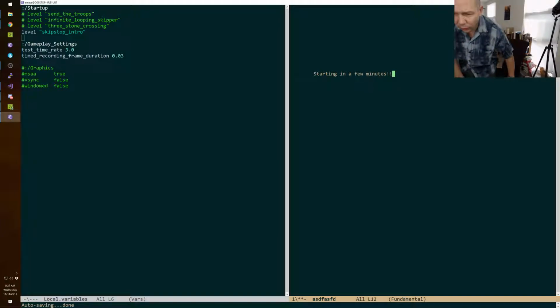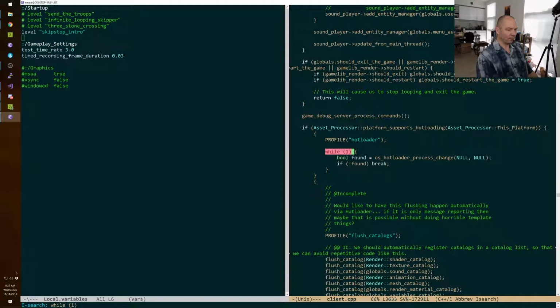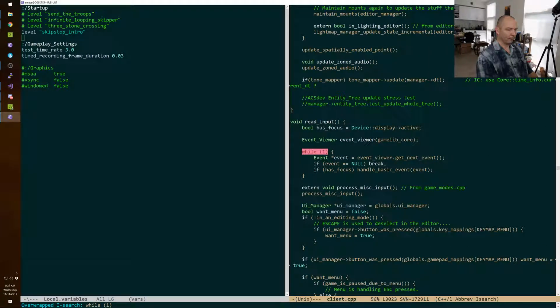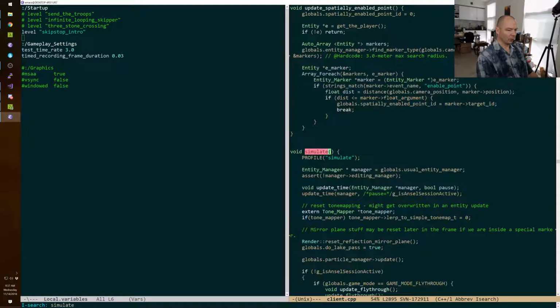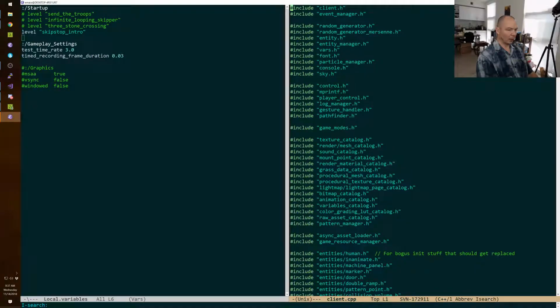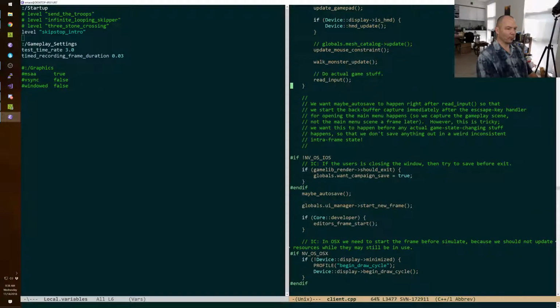How long is the main loop in the Witness? We can go look. I don't know if it's very long. Oh, it's in game. Did we ever rename it to main? No, it's still called client. I don't even remember where the main loop is. Okay.